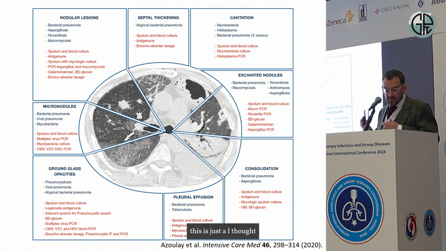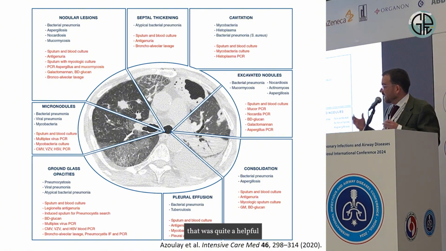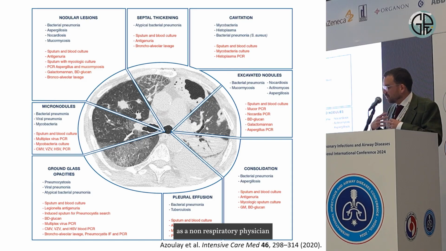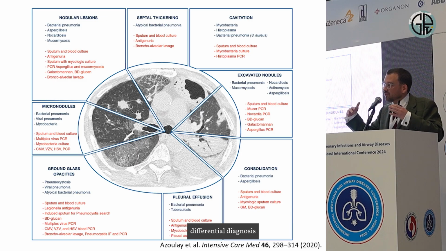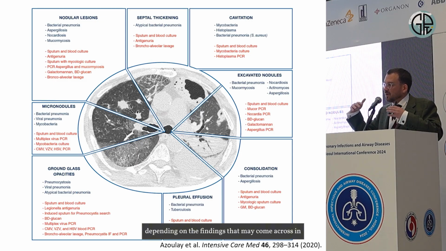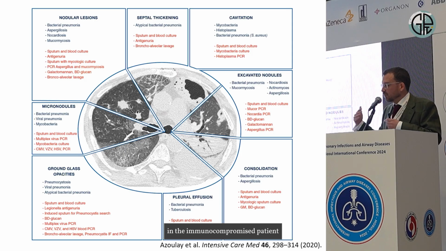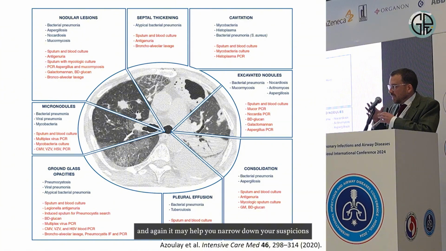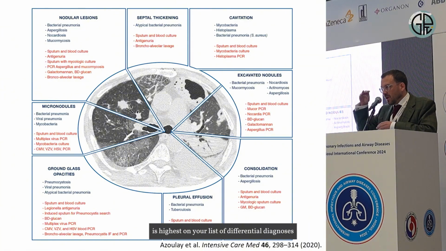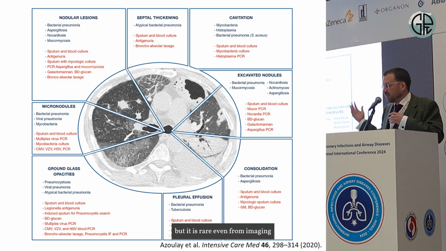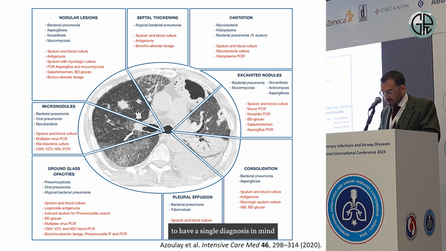This is something I found in a review article that was quite helpful, as a non-respiratory physician, for reminding me about the extent of the differential diagnosis depending on the findings that may come across in cross-sectional imaging in the immunocompromised patient. And again, it may help you narrow down your suspicions around which entity is highest on your list of differential diagnoses. But it is rare, even from imaging, to have a single diagnosis in mind in a profoundly immunocompromised patient.